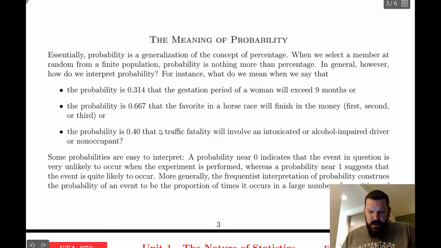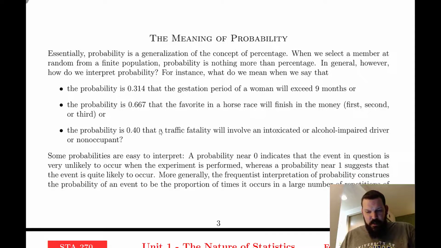Some examples here. The probability is 0.314 that the gestation period of a woman will exceed 9 months. The probability is 0.667 that the favorite in a horse race will finish in the money, which is first, second, or third. And the probability is 0.40 that a traffic fatality will involve an intoxicated or alcohol impaired driver or non-occupant. So what do we mean when we talk about those things?